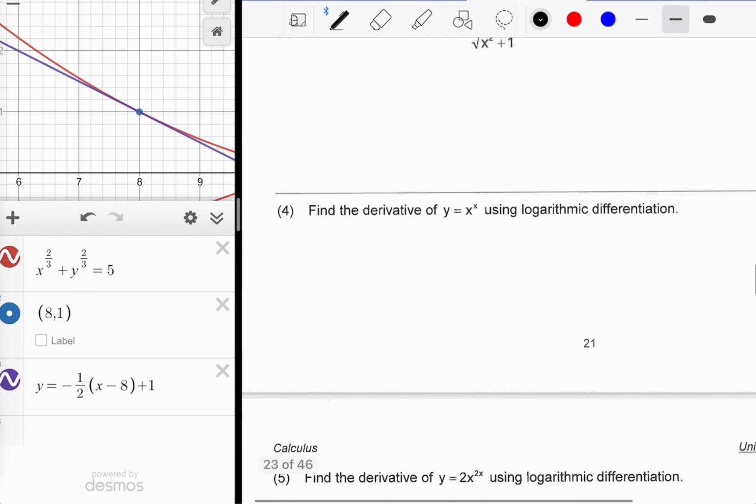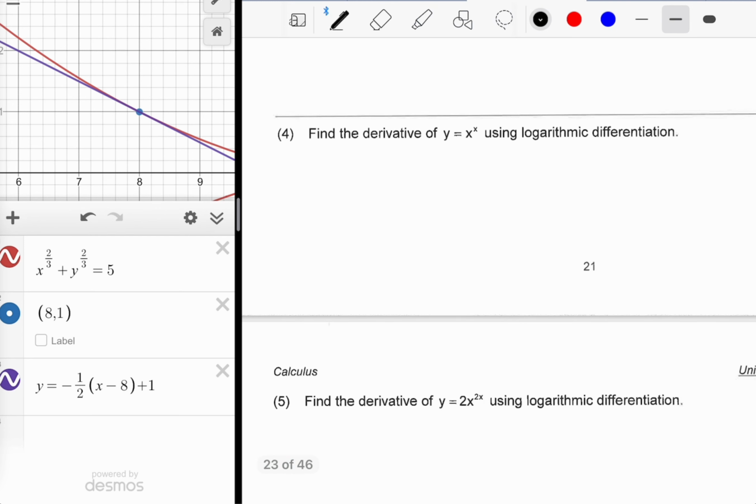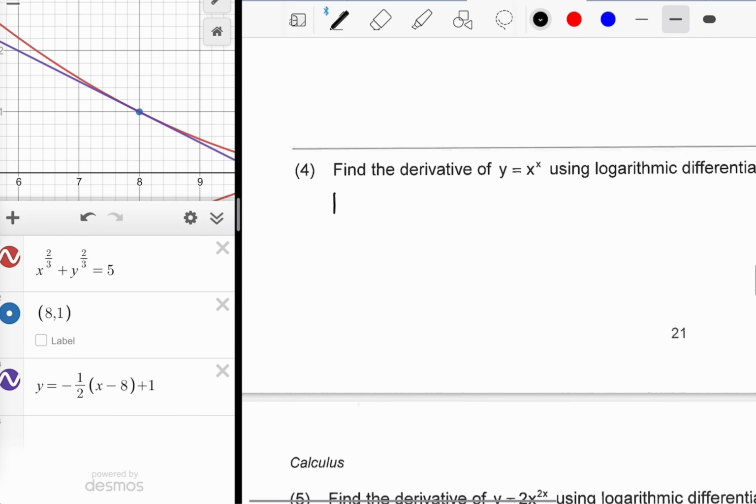But in the case of number 4, you look at it and say, well, it's not an exponential function, so I can't use my exponential rules. It's not a power function, so I can't use my power rule. It's not a product. It's not a quotient. So what would you do? You would use log differentiation. So I take the natural log of both sides.